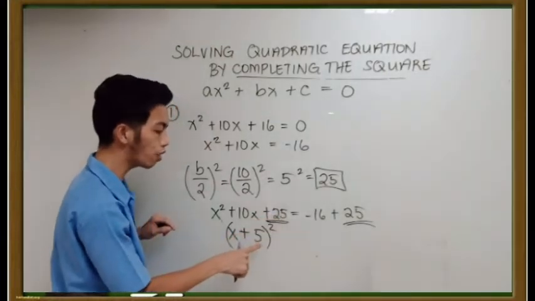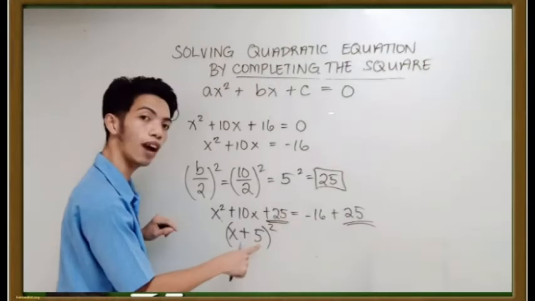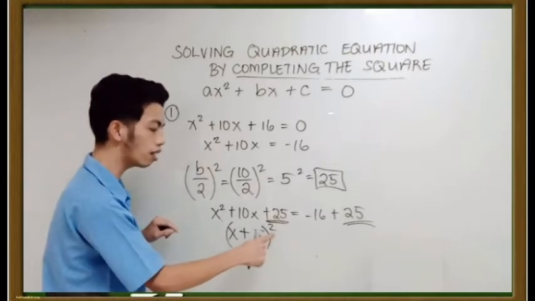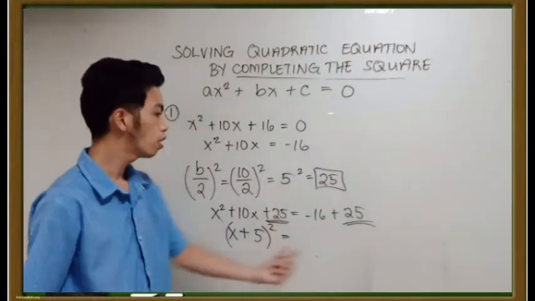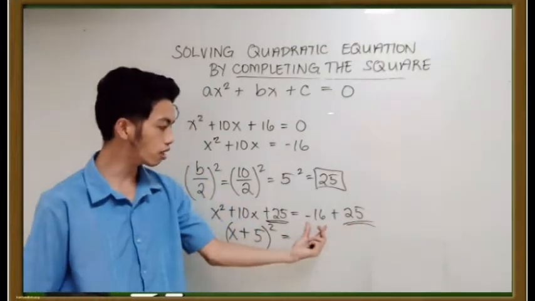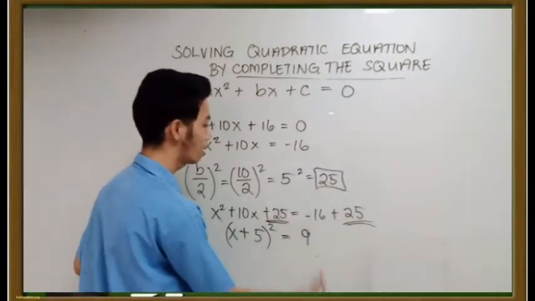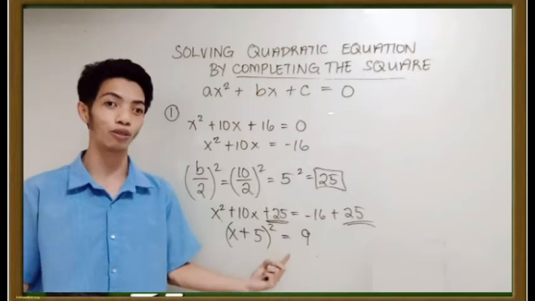Now, para mag-verify kung siya ay perfect square, ipag-plus mo sa sarili si 5. 5 plus 5, that is 10. So, ibig sabihin, ito na siya. Lagyan mo lang ng square sa taas. That is equal to 25 minus 16 or negative 16 plus 25 will give us 9. Now, pwede na natin gamitin ang extracting the square root.